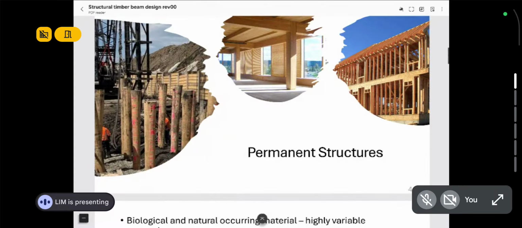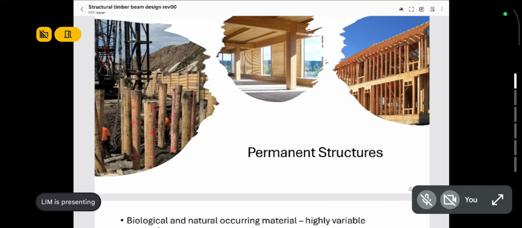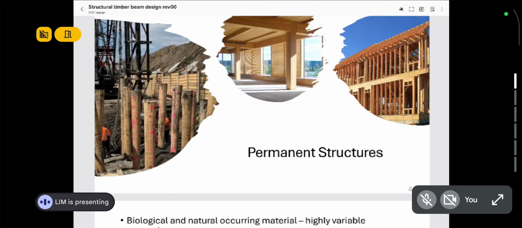Now, for permanent structures, timber was quite commonly used for piling in the past, but not very common now. And you can use timber for the entire frame of the structure. In the middle, you can see timber being used for beam and column, whereas on the right, you can see it being used as the entire frame of the building.